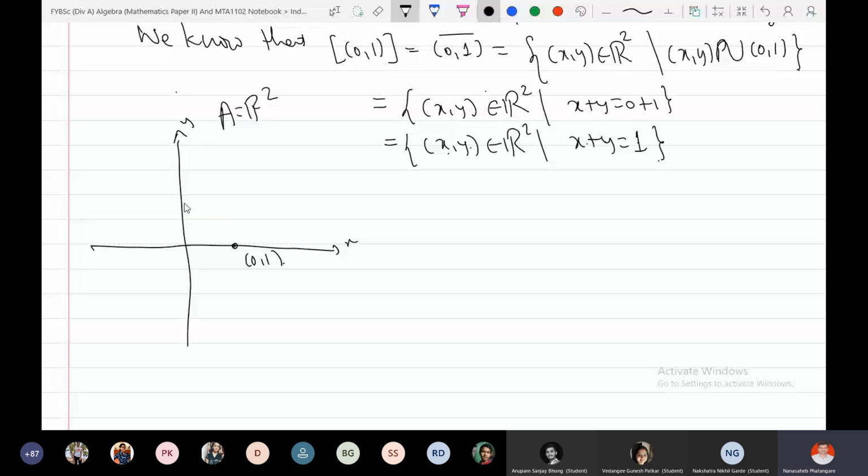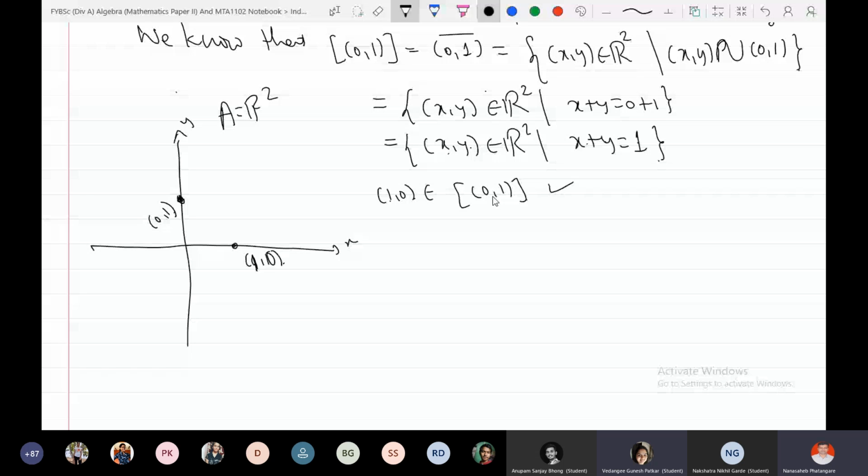For example, (1, 0) is here and (0, 1) is here. So (0, 1), I want to see the class of this. And (1, 0) is also in the class of (0, 1). That is clear because (1, 0) is related to (0, 1). So these two points are in the same class. And what are all other points? All points on this line x plus y is equal to 1 passing through these two points.